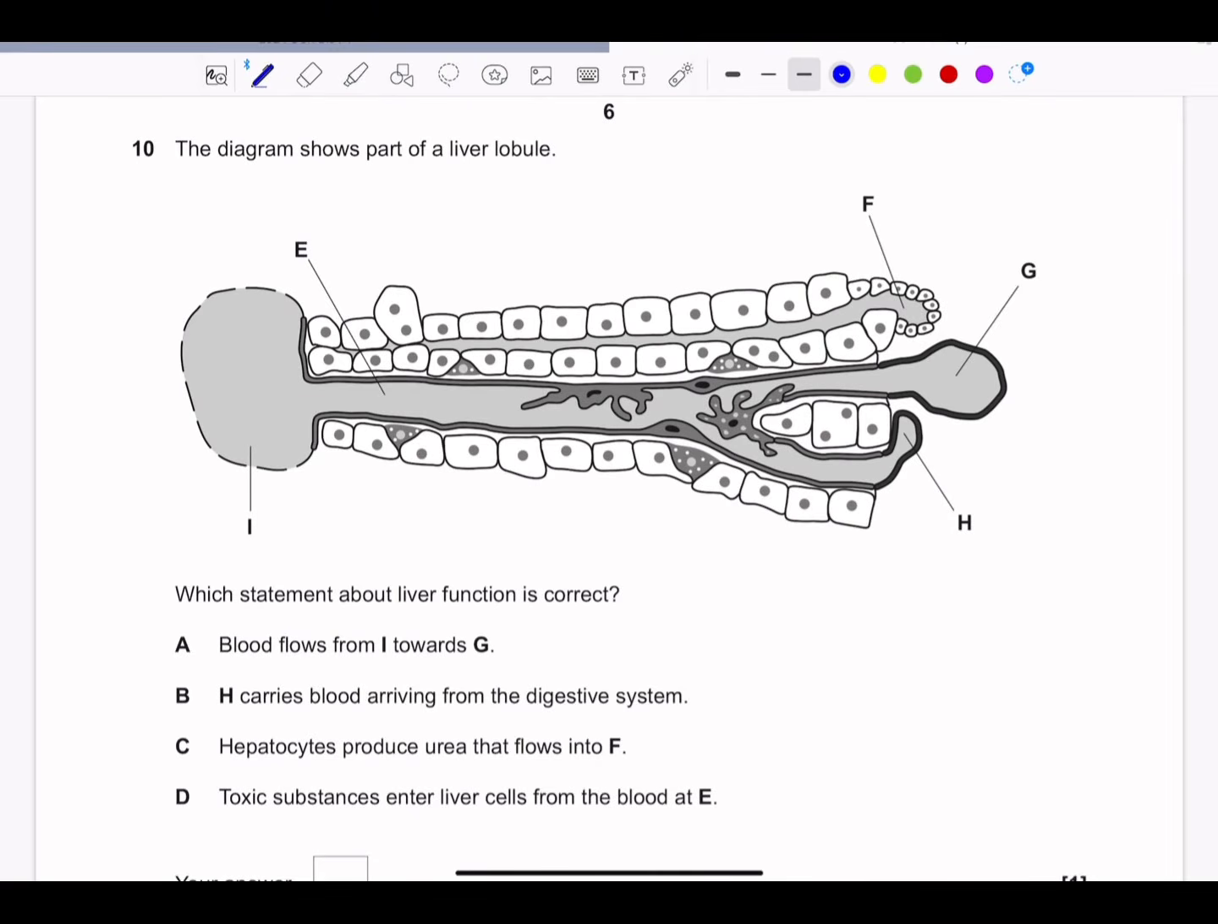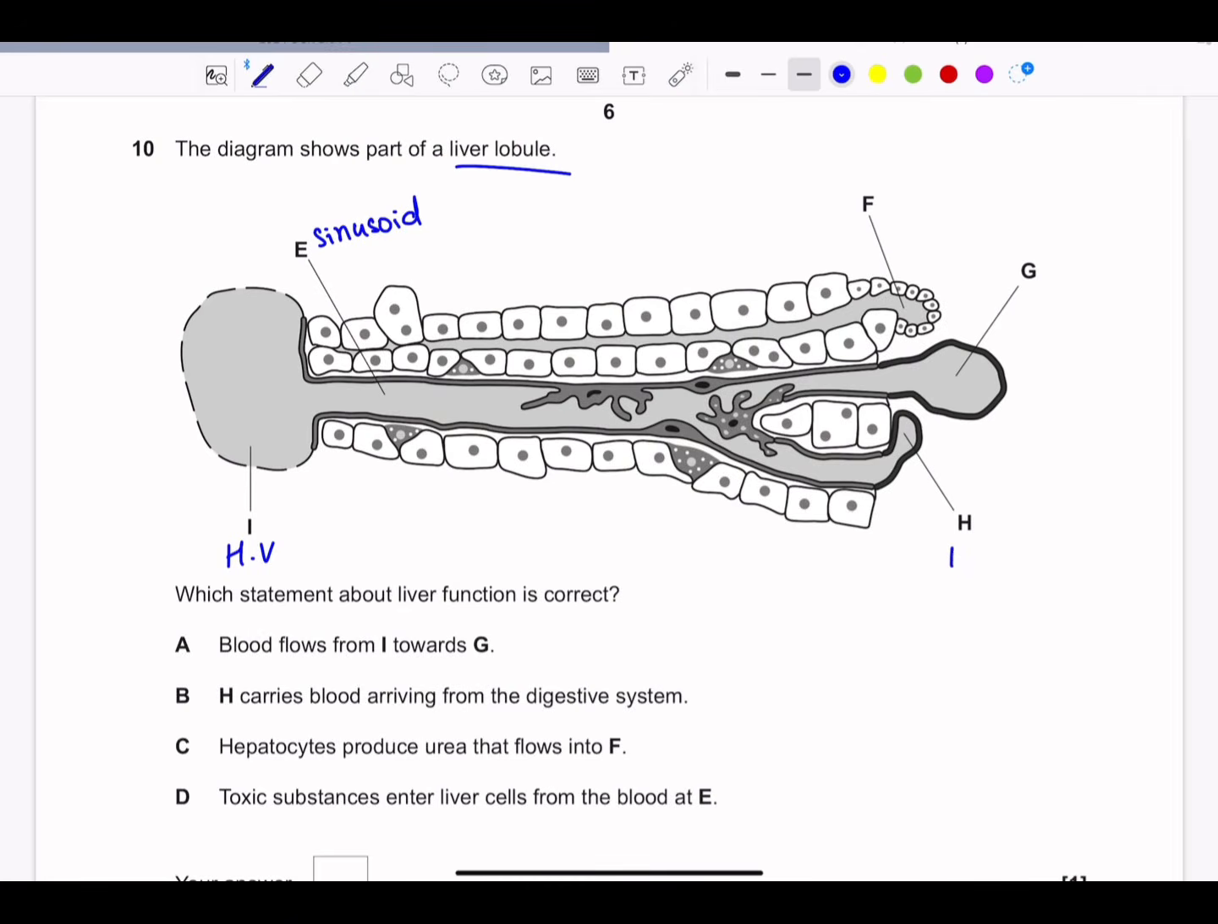The next question shows a diagram of a liver lobule. Which statement about liver function is correct? Now, before we go through this, I just want to annotate the diagram a little bit. So I is the hepatic vein, and the way you can tell is due to the fact that it has the largest diameter, which is a feature of the hepatic vein. E is known as a sinusoid. That is where the blood from the hepatic artery and the hepatic portal vein mix together.